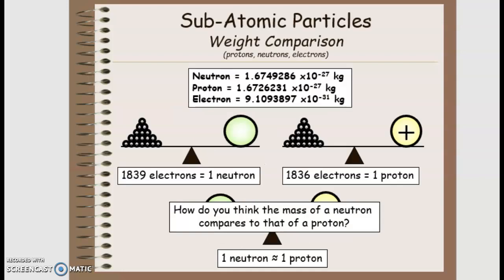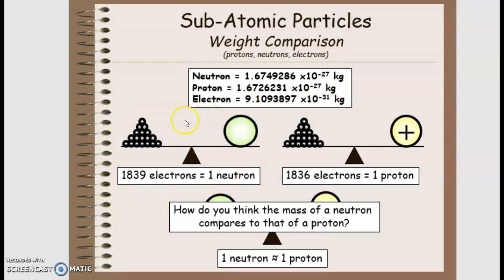If you did a weight comparison, this is how it would work out. Now, it's important that you be able to look at these three numbers right here and determine that the neutron, which is 1.6749286 times 10 to the negative 27th kilogram, is approximately the same size as the proton, while the electron is much, much, much smaller. You can look at the numbers and tell that.